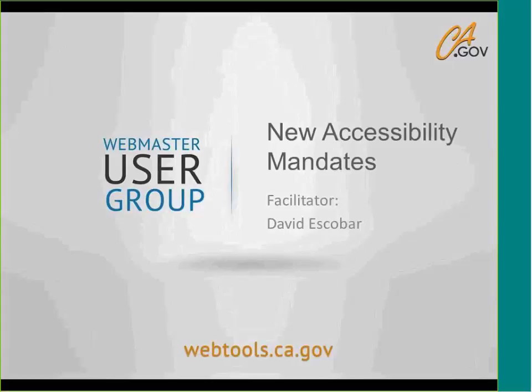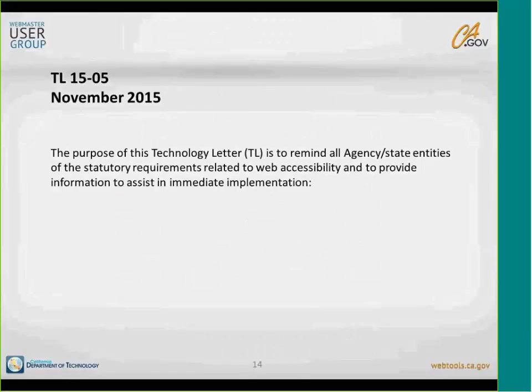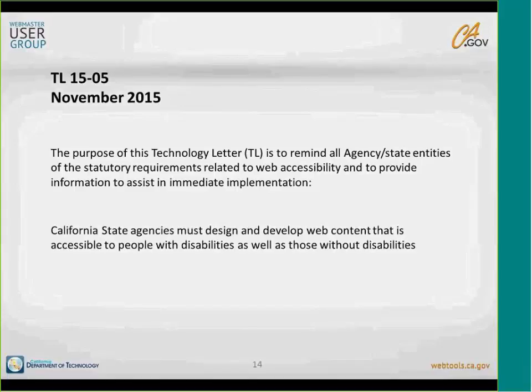One of the other recommendations that they gave was that a technology letter be released reminding departments of their obligations. And that was released in November of last year. And I have some excerpts from that here. TL 1505 was released in November of 2015, and it started with the purpose of the technology letter: to remind all agency state entities of the statutory requirements related to web accessibility and to provide information to assist in immediate implementation. And there were a couple of bulleted ways to do that.